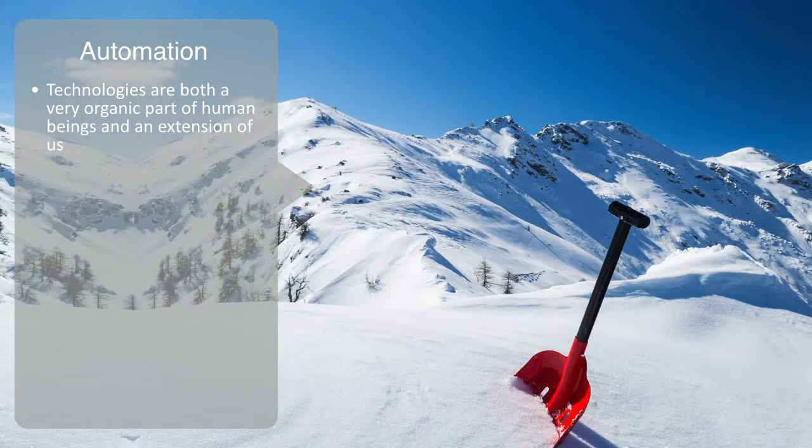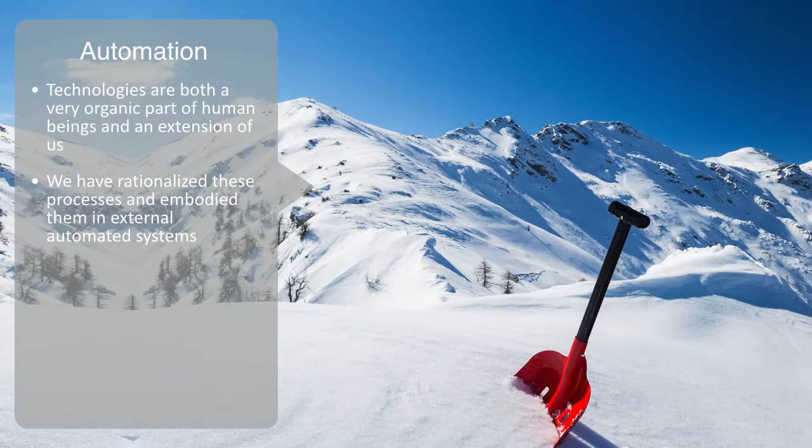Through endless iteration of these natural processes and innovation, we have rationalized these processes and embodied them in external automated systems that can typically perform the process more efficiently and effectively. By automation, we mean that through having rationalized this process, we no longer have to look for a solution to it each time. The technology is the solution, we just have to operate it. The word automatic means acting by itself. In other words, the technology has automated part of the process.